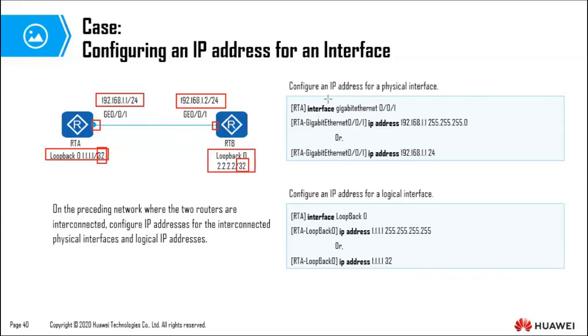Okay, so how do we do that? I think I've already typed this and I showed you that on system view, you go into your interface, then you give it an IP address and the mask.